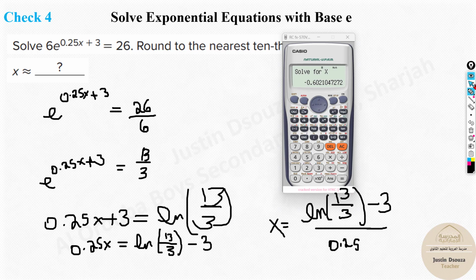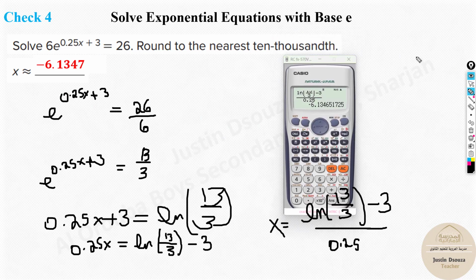This is the answer. See, all you need to do is natural logarithm 13 divided by 3 minus 3, close the bracket, minus 3 divided by 0.25, and the answer is negative 6.1467, and so on. Over here it's approximated only till 10,000, right? 10,000 means how many zeros? This is 10,000. It has 4 zeros, so 4 decimal points only. 1 2 3 4. It's 5 over here, so this becomes 7. This is how we solve it.